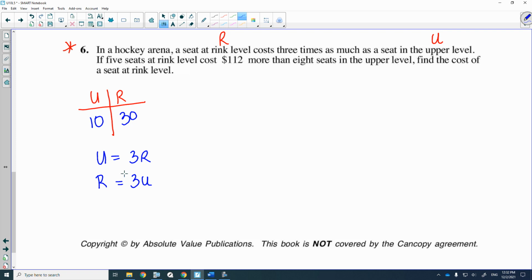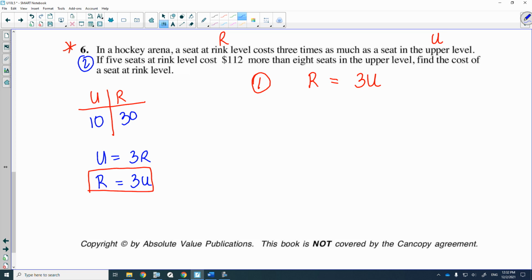Which one makes sense? Raise your hand if you know, because Ainsley knows, Jackson knows, Angel knows. Who else knows? Okay, so a few of you. Jackson, which one is it? Yes, it's this guy. R is equal to 3U. That is one of my equations. The rink level is 3 times upper level. Whatever the upper level cost is, you multiply that by 3 and you've got what it is to sit at the rink. Okay, here is my second equation.